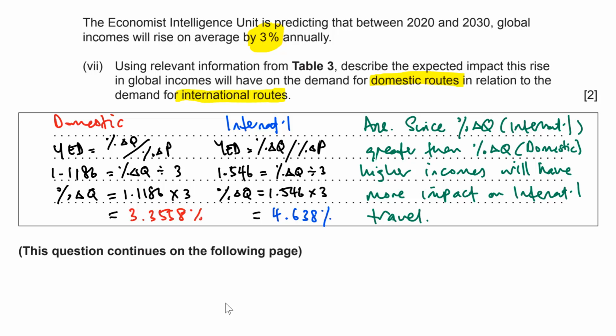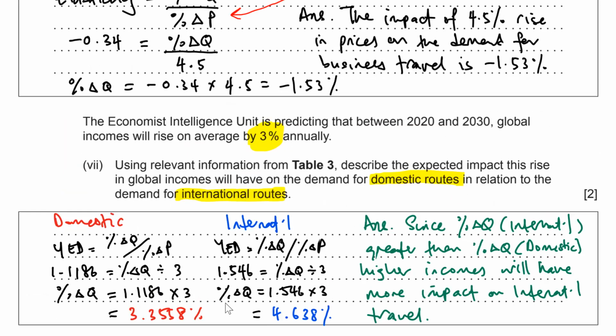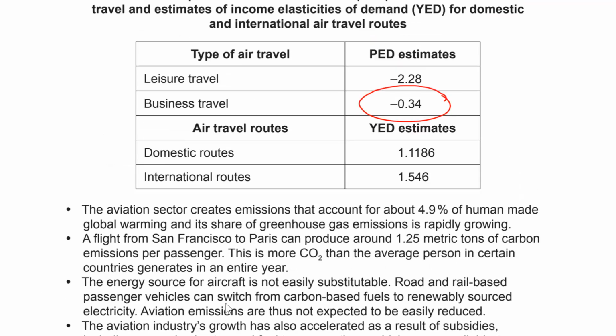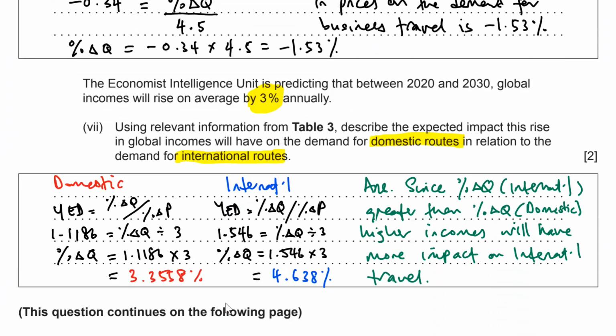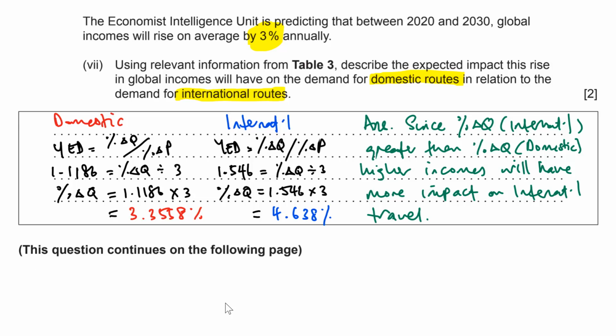So what information do we have in Table 3 that could help us? Well, we have the income elasticity of demand for domestic travel and the income elasticity of demand for international travel. The income elasticity of demand for domestic is 1.1186, and the income elasticity for international is 1.546. I've split this up into two bits. I've got the domestic travel over here, and then the international travel right next to it. So let's do the domestic travel bit first.